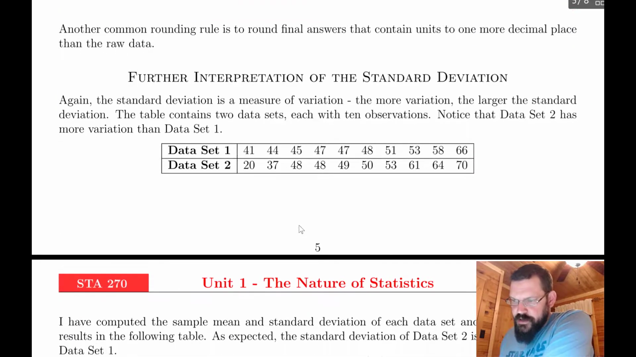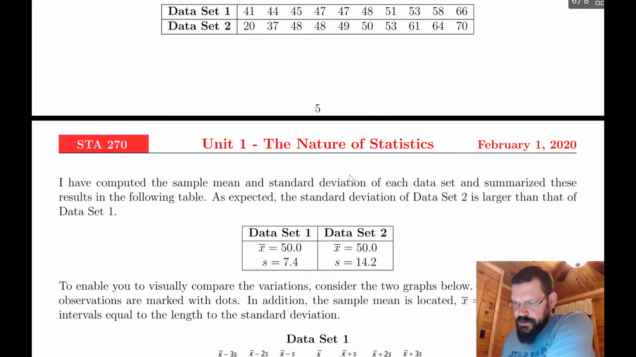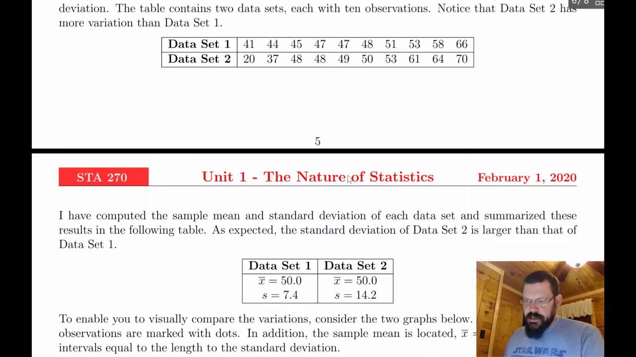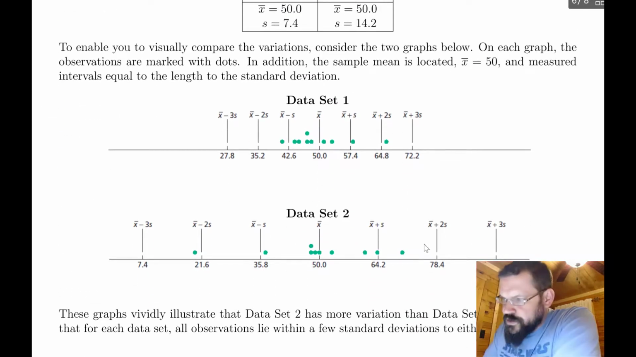Further interpretation of the standard deviation. So I've taken these two data sets. I've computed the sample mean and the standard deviation for both sets already, just to kind of show you visually how these things look. So for data set 1, which is there at the top of the screen, the mean is 50 and the standard deviation is 7.4. For data set 2, the mean is 50, the standard deviation is 14.2, whatever the units might be in this case.